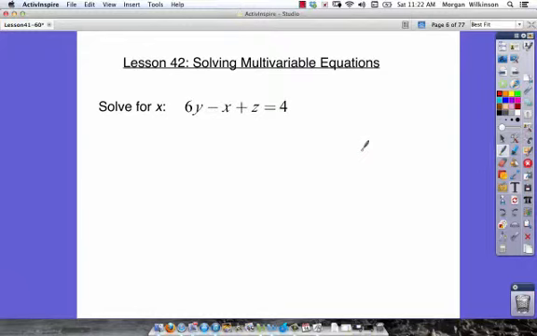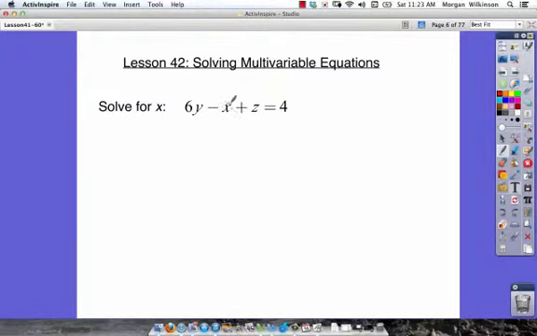Lesson 42 is about solving multivariable equations. And the first problem we have here says solve for x. And what we have is 6y minus x plus z is equal to 4. Now if we've got multiple variables and we want to solve for x, what it means is to rearrange the equation so we only have x on the left-hand side. Let's go ahead and do that.